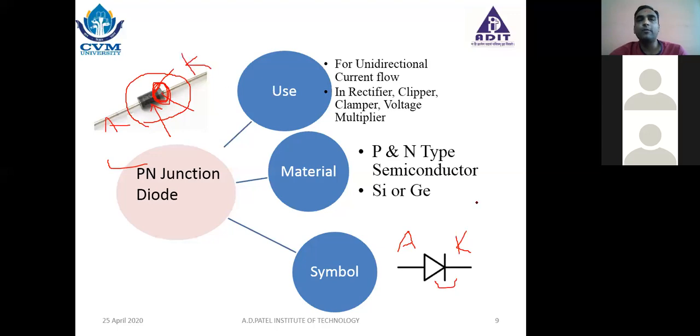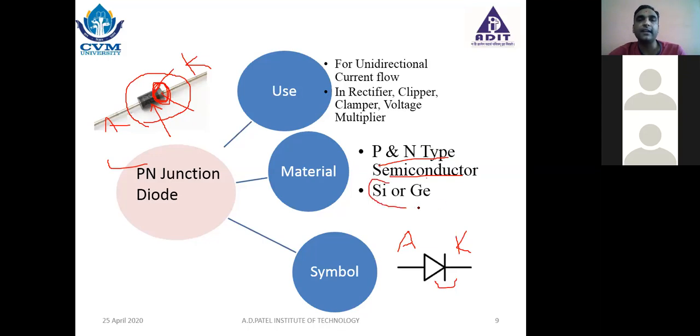The PN junction diode is made up of P and N type semiconductors. Now how to make P and N type semiconductors? In the next session, Praveen sir will cover semiconductor material and how to make P and N type material. He will explain it to you. Right now you may also have studied it in your physics.